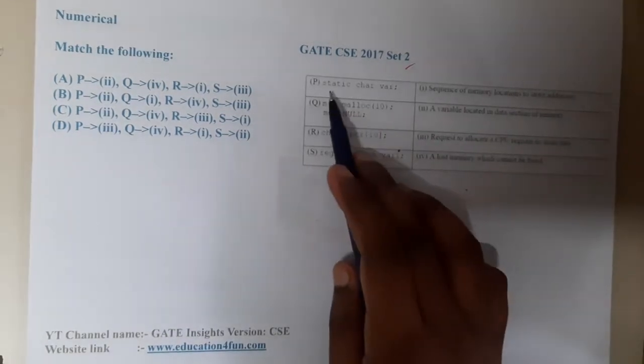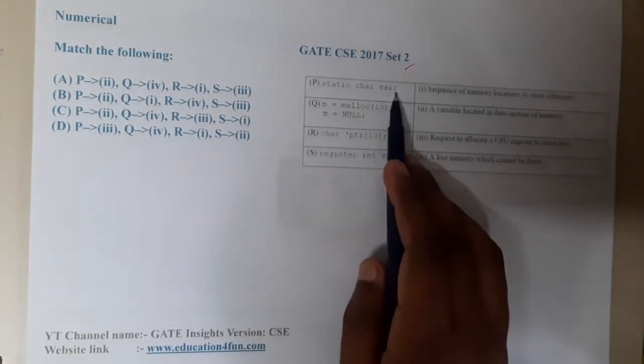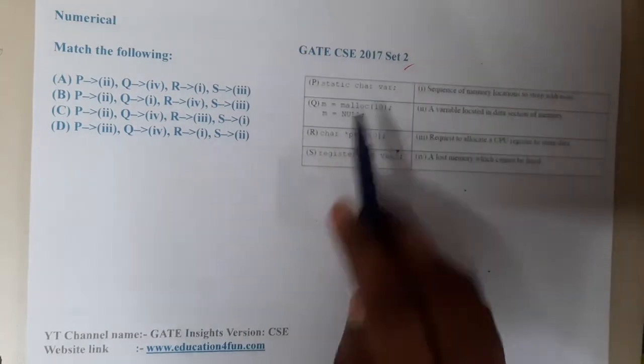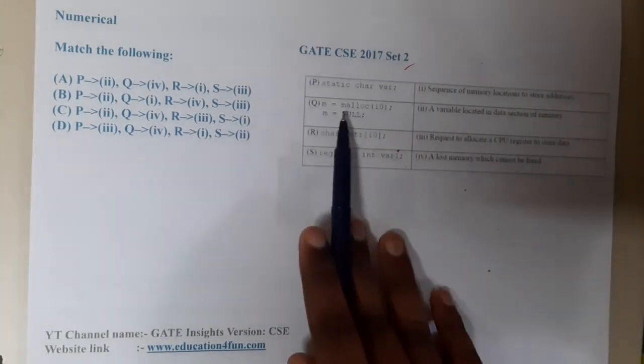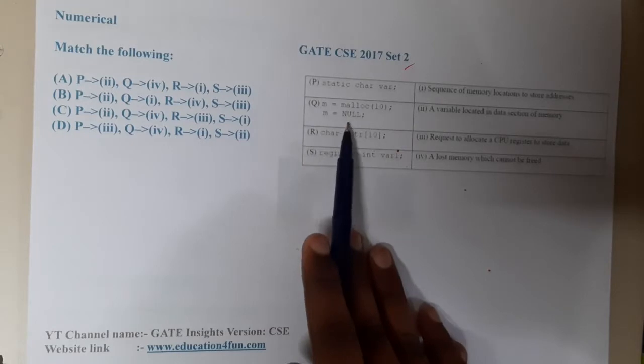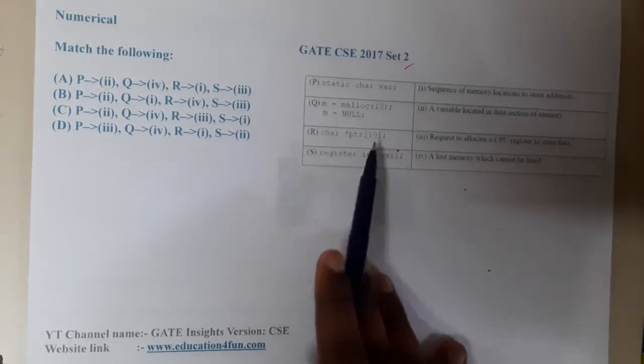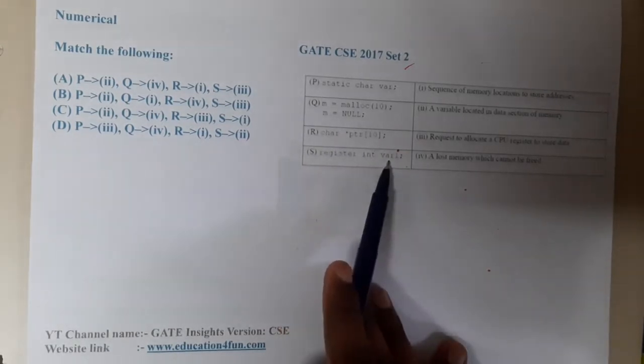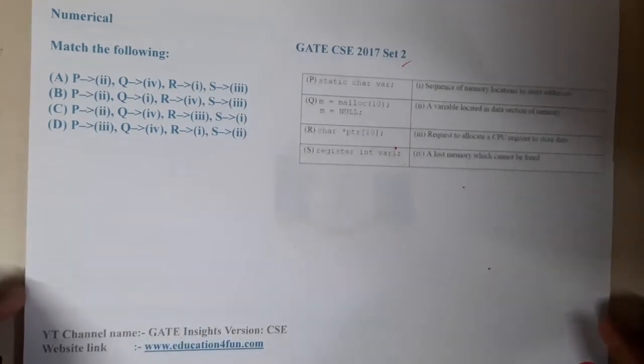The first, P, is a static char var. A static character variable var is created here. Similarly, Q is m equals malloc 10, and then we assigned a null to it. Then char star ptr 10, and register int var 1. Now this question seems to be a bit interesting.